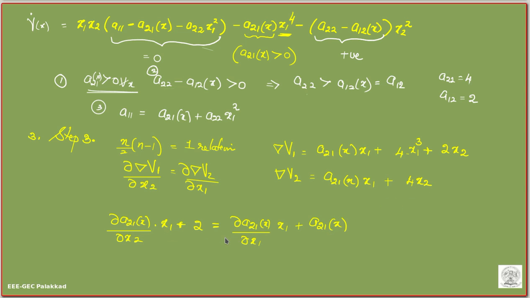If you look closely at this relation, you can see that del A21 by del x2 minus del A21 by del x1 into x1 plus 2 is equal to this. So we have a constant term here and also A21 of x here. If I want this constant to satisfy this equation, A21 should be a constant, assuming that this is equal to 0 and this is equal to 0. So A21 of x is a constant and it is equal to 2 here.